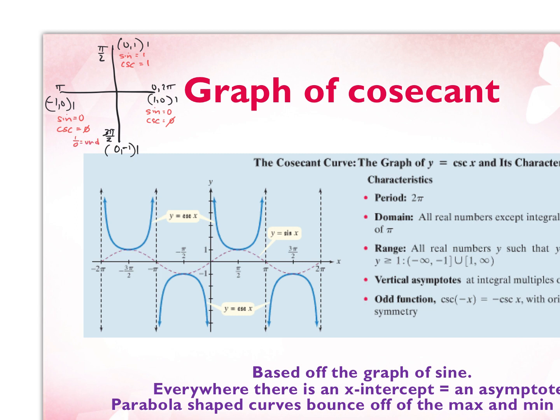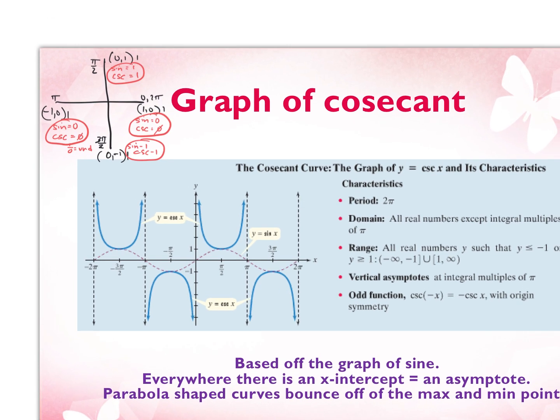And again, when we get to 3 pi over 2, we're going to have a sine of negative 1 and a cosecant of negative 1. And so if you notice, whenever our sine is 0, our cosecant will be undefined. When our sine is 1, our cosecant will match it. When our sine is negative 1, our cosecant will match it. And so that'll bring us over to the picture.